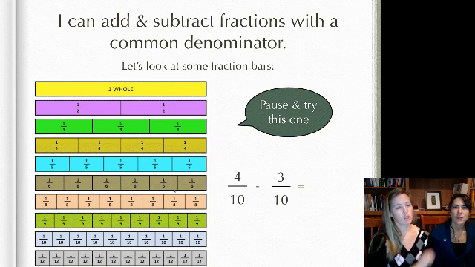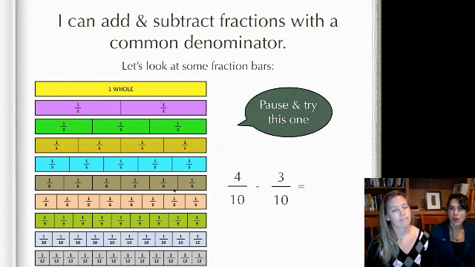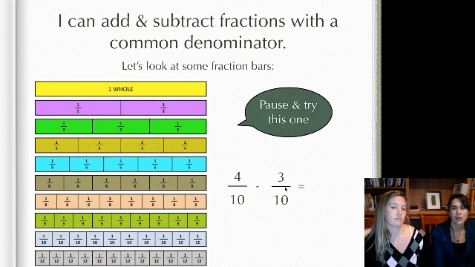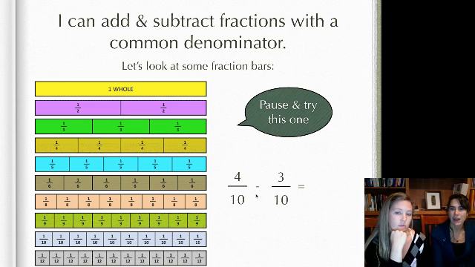So you're going to pause and try this one. Once again, that means actually writing this out. It'll be a lot easier to find it when you're referring to it later in your group. So we have 4/10 and take away, or subtract, 3/10. So pause for a moment and solve that.